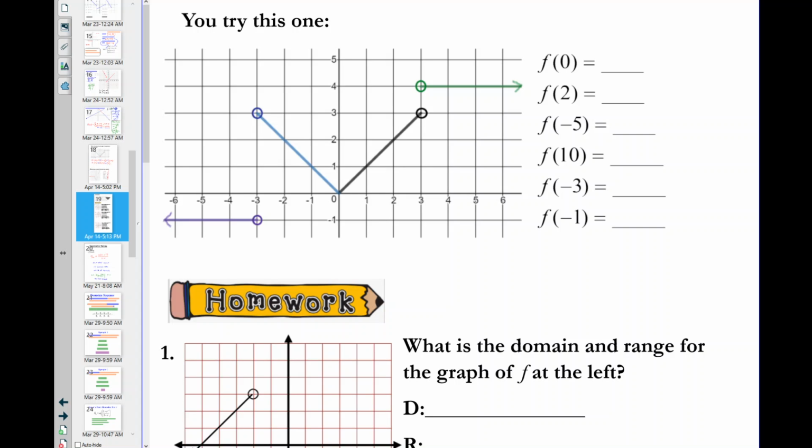Let's do this one. Here, why don't you try it? You see how it says you try? So why don't you try it? I'll give you like 30 seconds. Go, Sophie, go.